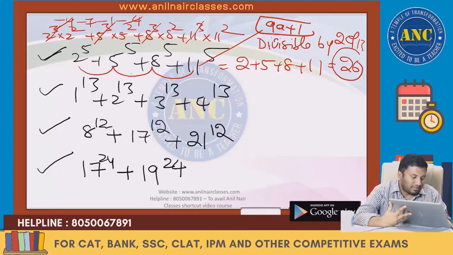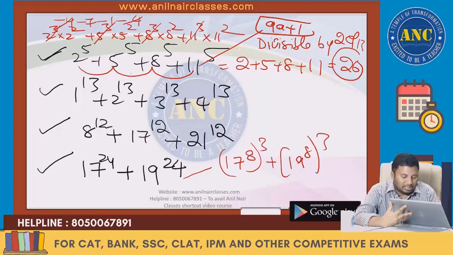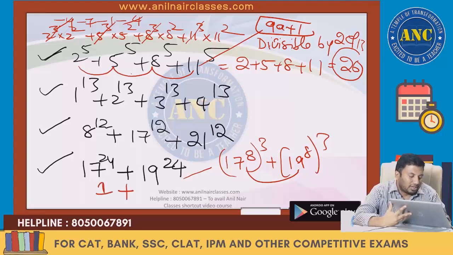Next one, 17 power 24. This is nothing but 17 power 8 power 3 plus 19 power 8 power 3. This is divisible by a plus b. Very long number. 17, 8 divided by 9, minus 1, it is plus 1. The answer when divided by 9, the remainder is 2.